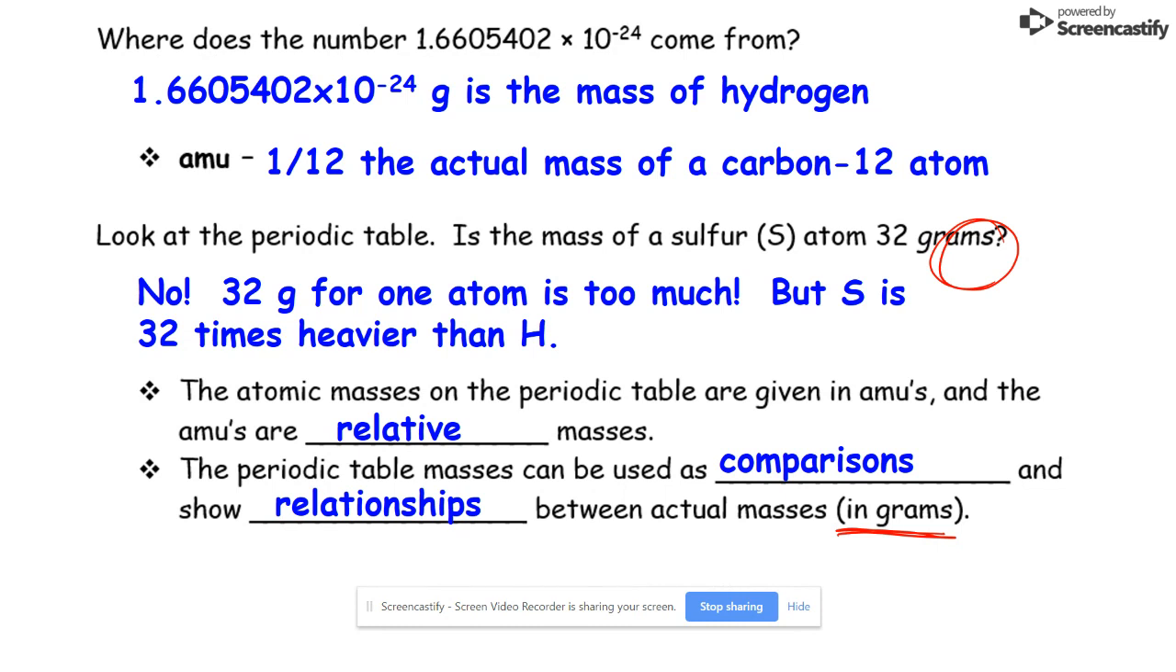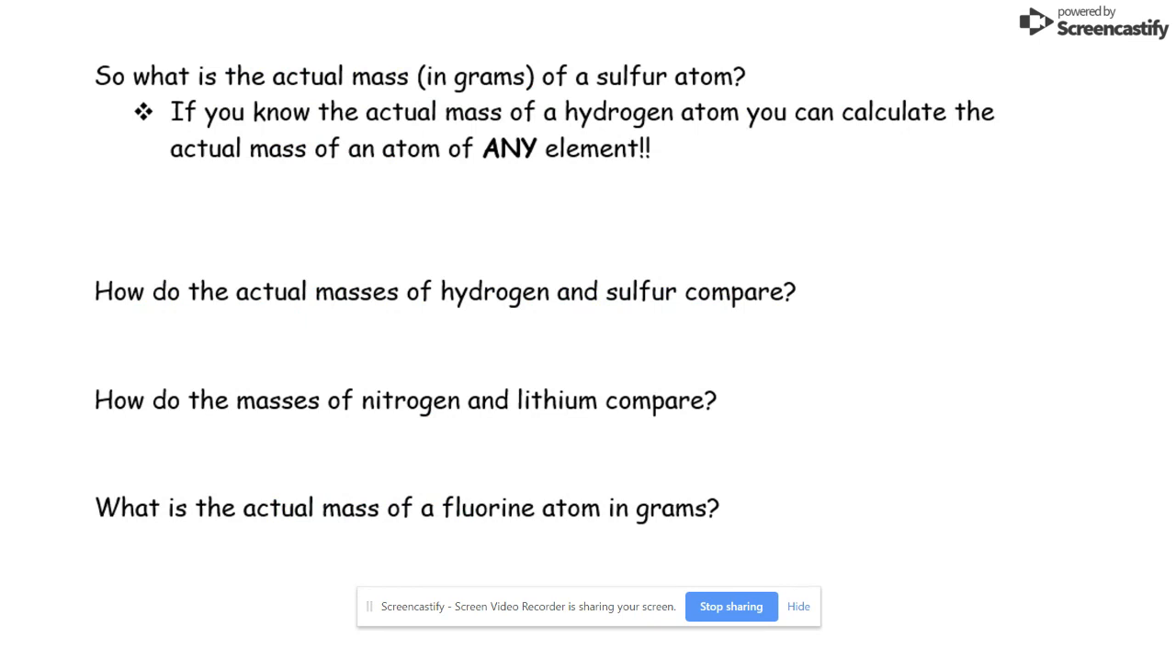And so when we're looking at going from this, what is the actual mass in grams of a sulfur atom? Now remember, we know the actual mass of a hydrogen atom, and so we can actually calculate the mass of any single element. And so remember, we mentioned it earlier, sulfur is 32 times heavier. Yes, you will need your calculators. And so since sulfur is 32 times heavier than hydrogen, let's go through this.